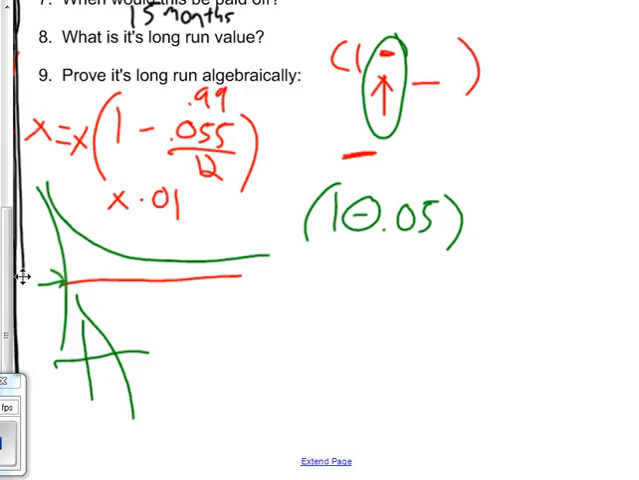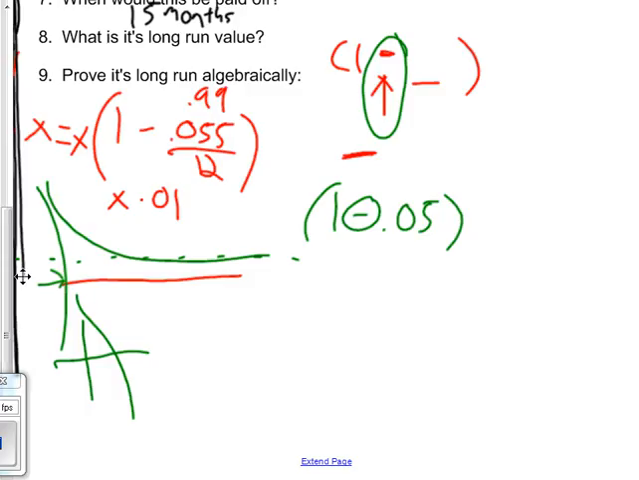It could flatline at 6,000. It could flatline at 0. It could flatline at negative 6,000. But so long as it eventually goes towards an asymptote, that's where you're going to get that long run value. We're going to do one of these right now.